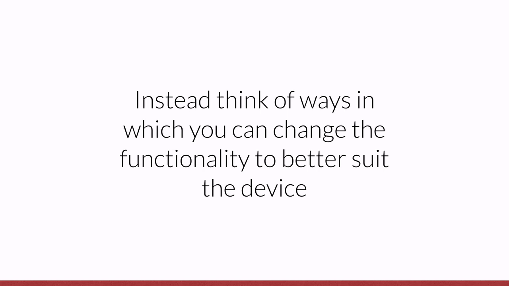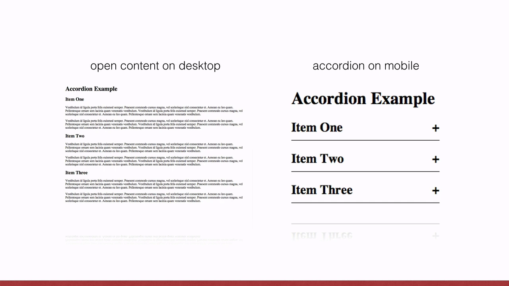So what I'm getting at is we should instead think of ways we can change functionality to better suit the device. I'm going to look at a couple more examples. One might be a series of FAQs. On desktop, we might have them open so that the user can use Command F to quickly find the content they want, or they can scroll through it. But on a small display, scrolling through that amount of content can be quite challenging because, by being narrower, it's taller. So on our smaller displays, we can collapse all the content into the titles, into the questions, and have an accordion.